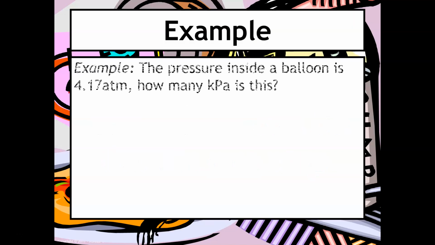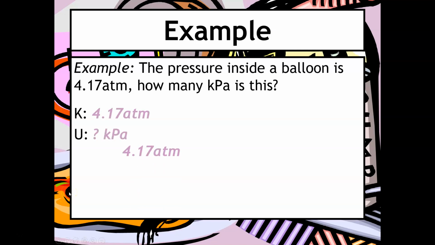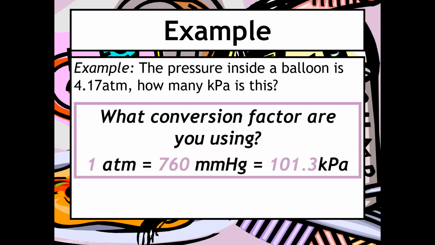So here's an example. The pressure inside a balloon is 4.17 atm. How many kilopascals is this? Just like we always do, we'll start with our known and our unknown, and we'll take our known and put our multiplication sign in. You want to ask yourself the question, what conversion factor are you using? We know that 1 atm equals 760 millimeters of mercury, which also equals 101.3 kilopascals, but we can't use all three of these. So we are going to focus on the fact that 1 atm equals 101.3 kPa because our known is in atm and our unknown is in kPa.